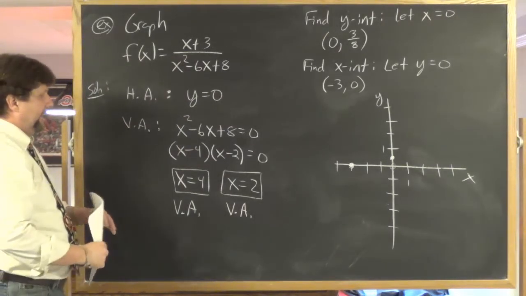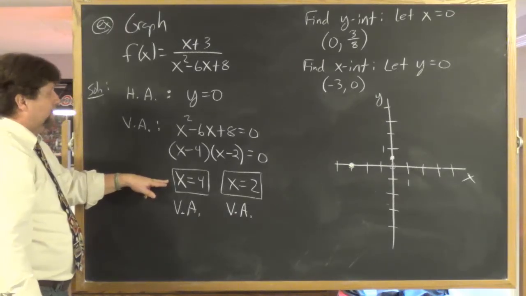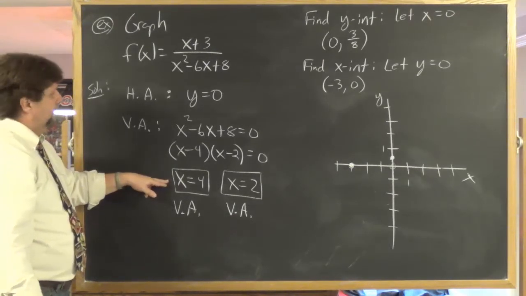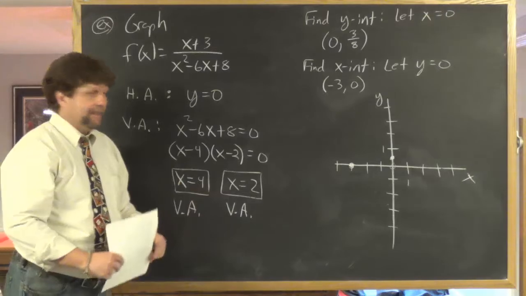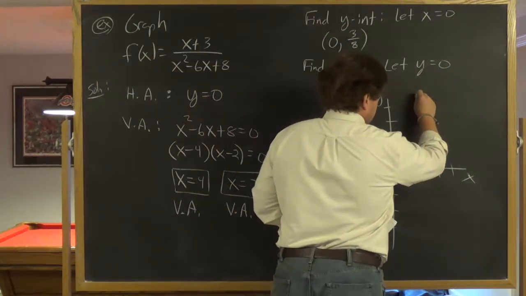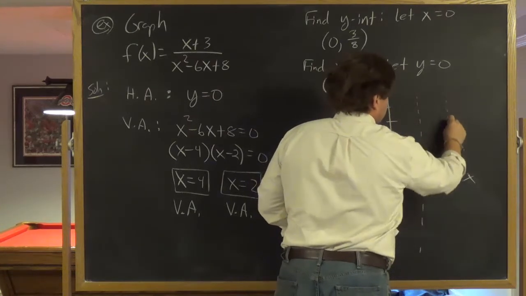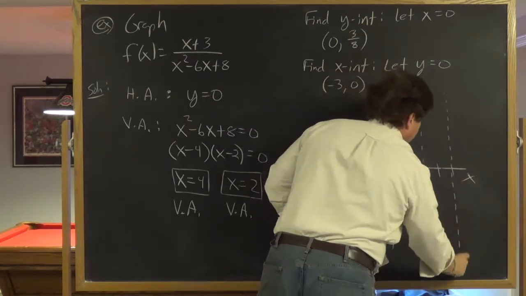And we have a vertical asymptote at x equals 4 and a vertical asymptote at x equals 2. So a vertical asymptote at x equals 2 and a vertical asymptote at x equals 4.